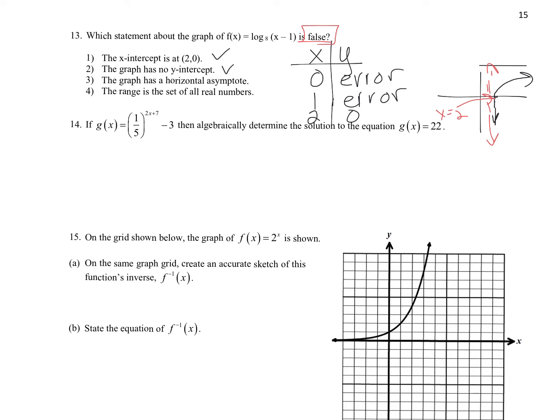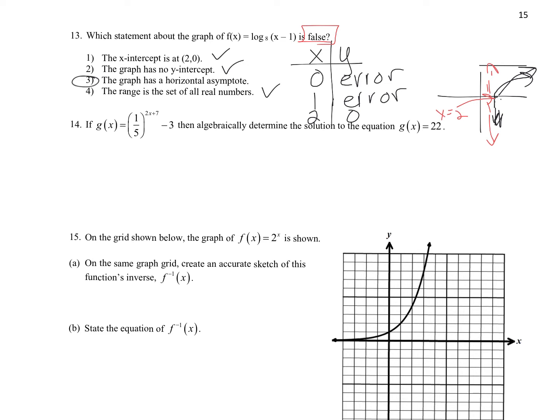All log graphs have a vertical asymptote. The range is the set of all real numbers. We see the arrows go down and they go up, right? So that is true. So 3 is the one that's false. So even if you were having trouble with what an asymptote means, you can tell the other 3 are true. So therefore choice 3 has to be false.